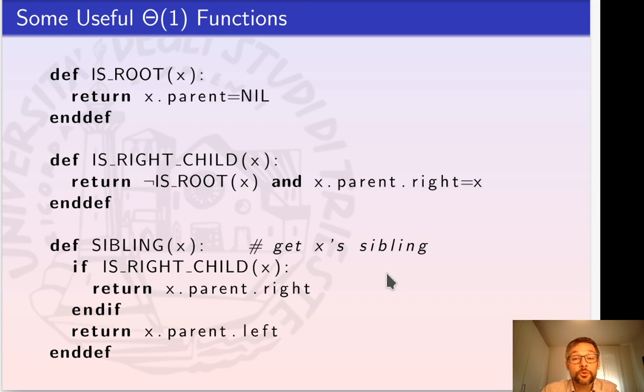Of course, we can also get the sibling of x, so the other child of x's parent, and this is done by first of all testing whether x is the right child. This should be left, of course. This is wrong. So if x is the right child, we simply have to get the parent of x and then the left child, otherwise the right child. Okay, so this should be left and this should be right.